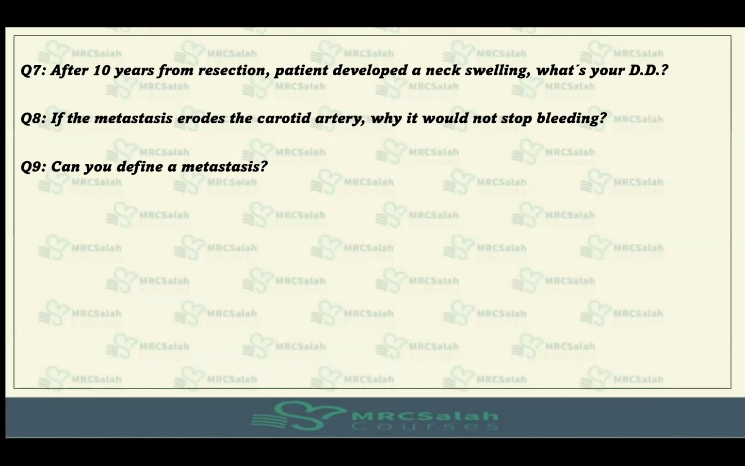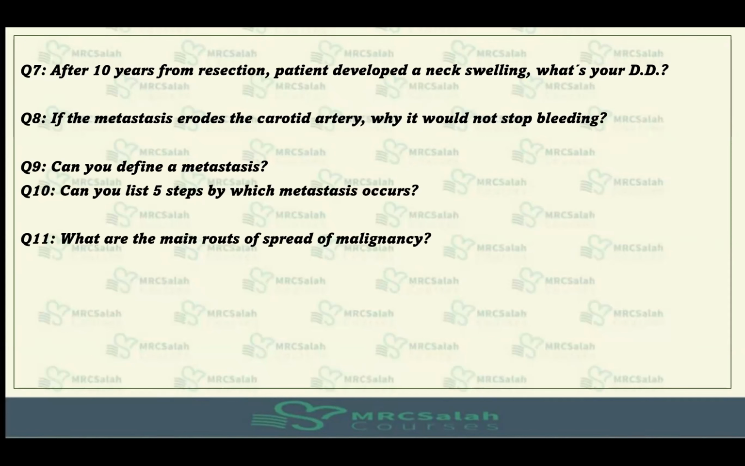Can you define a metastasis? It is survival and spread of the tumor cells away from the original primary tumor. Okay. Can you list 5 steps by which metastasis occurs? Direct or continuous extension, penetration into surrounding lymphatics, blood vessels, and body cavities, transport of the tumor cells into the circulation, arrest in the capillaries of the secondary sites, and growth of the disseminated tumor cells in the secondary site. Great.